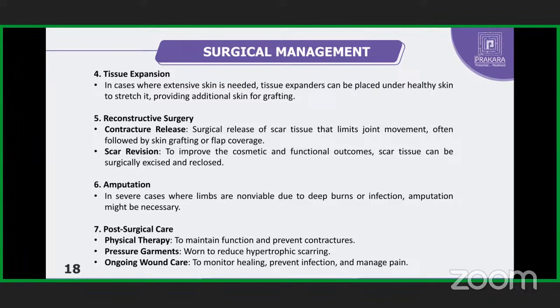Scar revision. To improve the cosmetic and functional outcomes, scar revision is done. The scar is excised and reclosed. Next, the end of the treatment, the end of the road, is amputation, where you cannot do anything. The limb is not salvageable. Then all you need to do is amputation. In severe cases where limbs are non-viable due to deep burns or infection, amputation might be necessary.